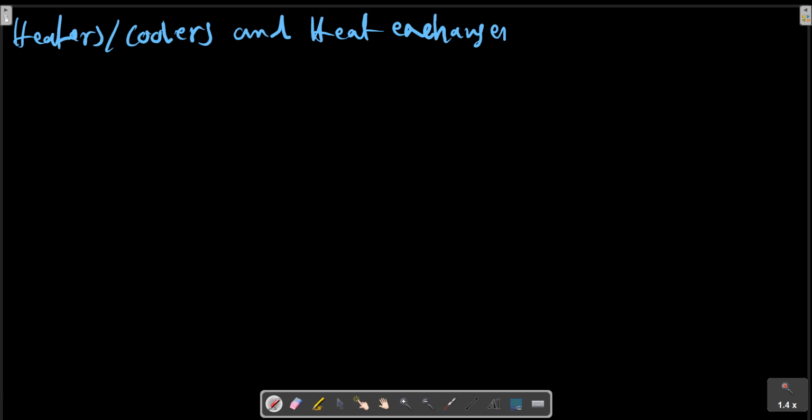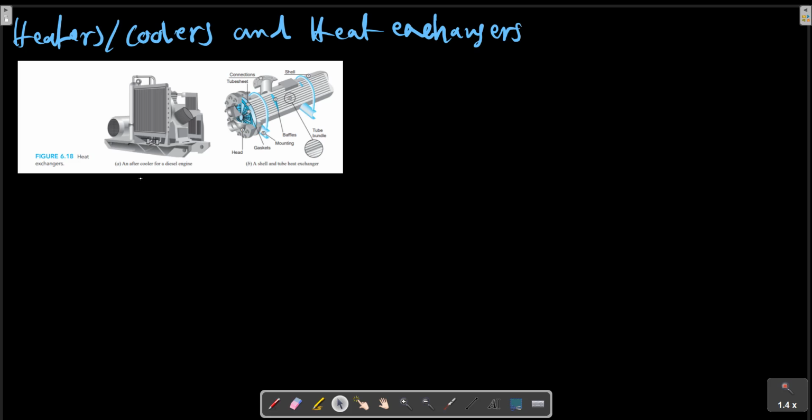The next application is heaters, coolers, and heat exchangers. Two examples of heat exchangers are shown in this picture. The aftercooler for a diesel engine, shown in this picture, reduces the temperature of the air coming out of the compressor before it enters the engine.